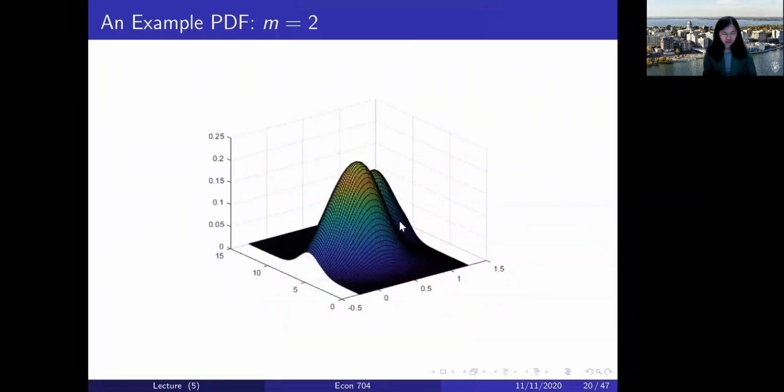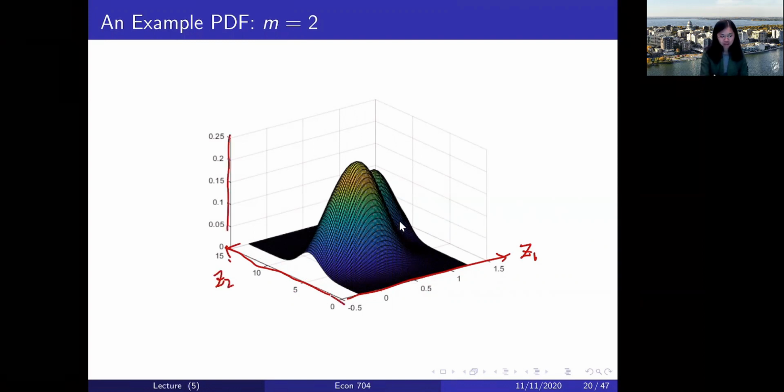All right, so now this graph shows you an example PDF for the case where m equals 2, for the case of a two-dimensional or length 2 random vector. A length 2 random vector has two elements. It contains two random variables. Let's say this is the first element, Z1, and this is the second element, Z2.